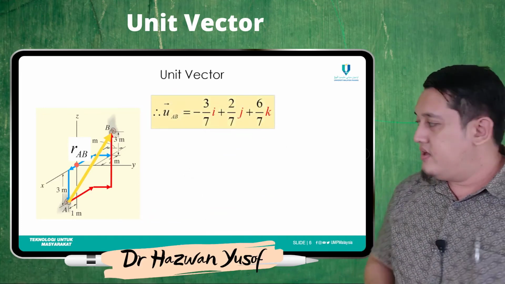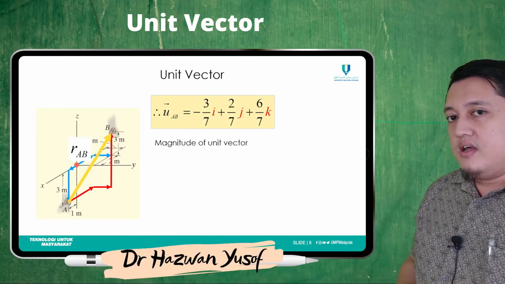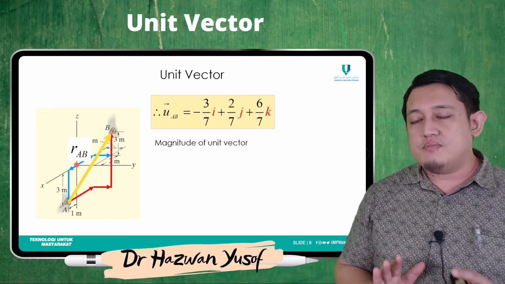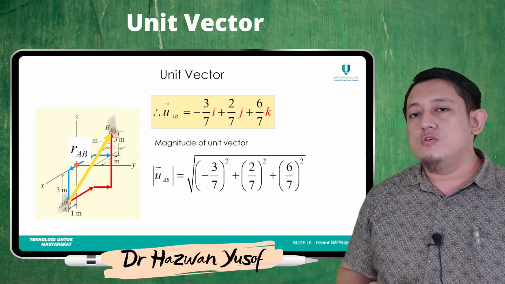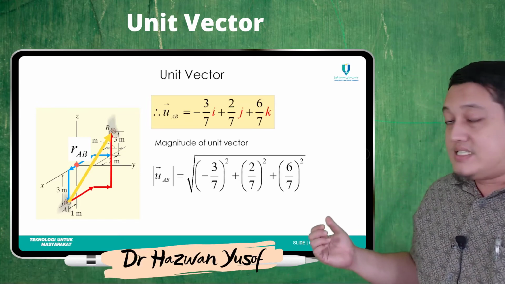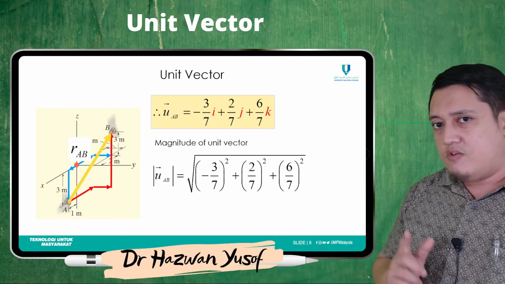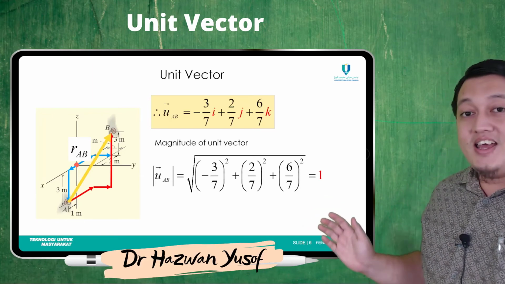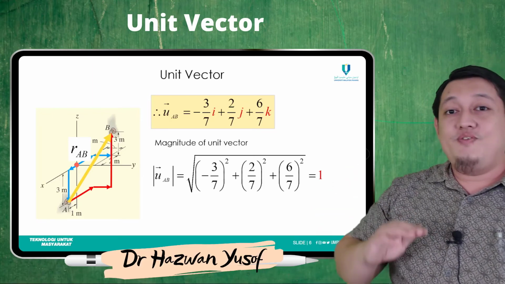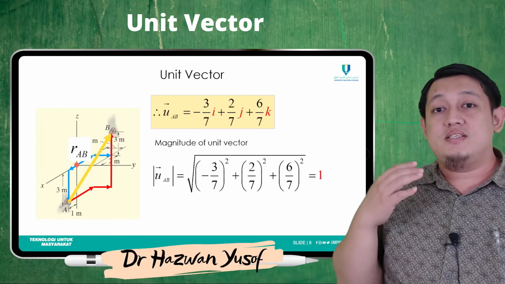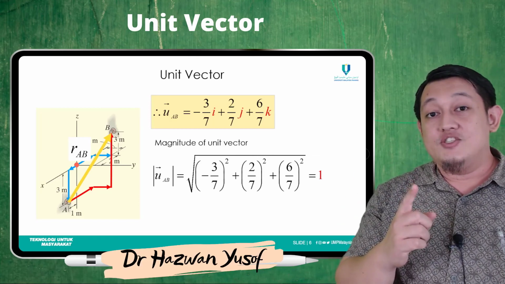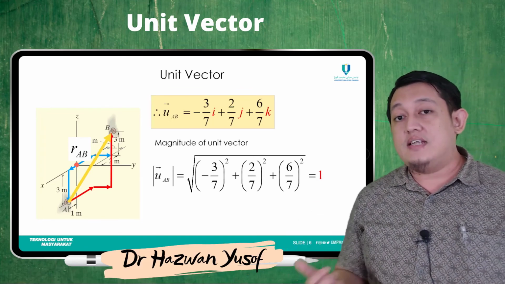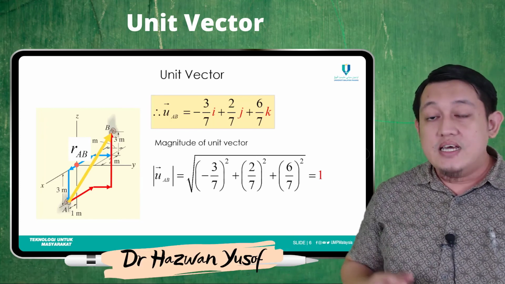Now, this is the unit vector. What about the magnitude of this unit vector here? If we calculate its magnitude, what will the value be? We insert it into this equation here, and if we calculate it, the value will be 1. So, for a unit vector, if you calculate the magnitude, it will always be 1. This is how you can check whether your unit vector is correct or not. Try to find its magnitude. If the answer is 1, it means that your unit vector is correct.